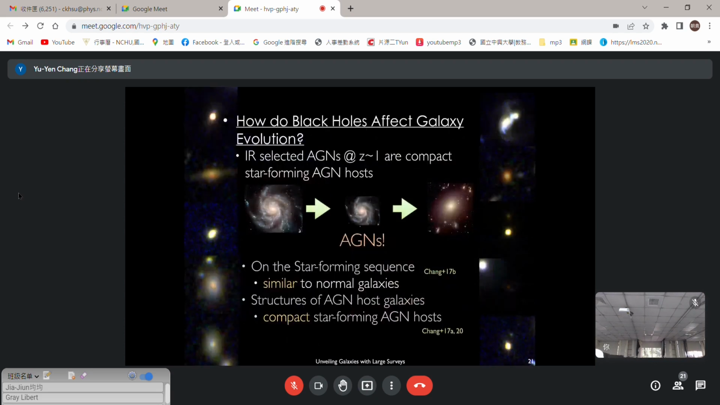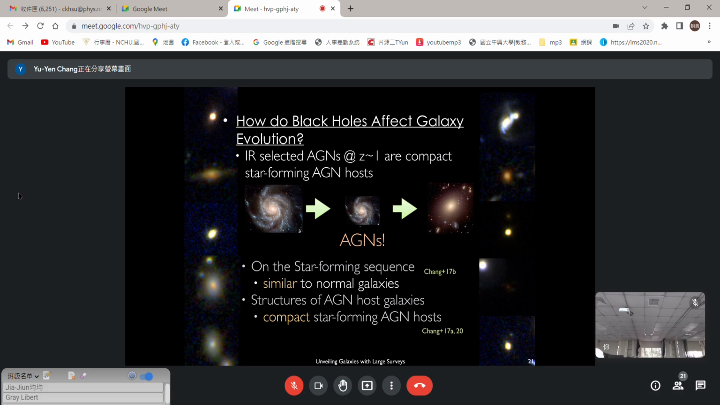So by studying this kind of question, we are able to answer how black holes affect galaxy evolution. One possible explanation is that when star-forming galaxies become quiescent galaxies, AGNs are triggered by this process, or even AGNs can play a role when star-forming galaxies become quiescent galaxies. Therefore, the structure of AGN host galaxies is different from galaxies without an AGN. They are more compact.